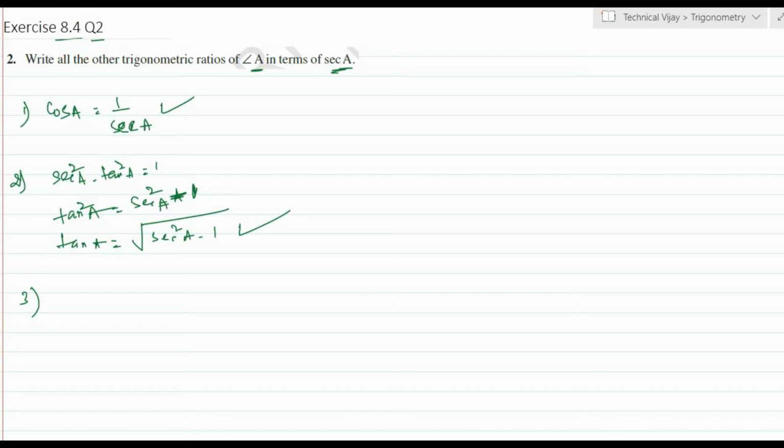Third one. Here cos also we have written, tan also we have written. So now that tan is written, cot of A is equal to 1 by tan of A. So cot of A can be written as 1 divided by tan of A, and we will substitute it here.